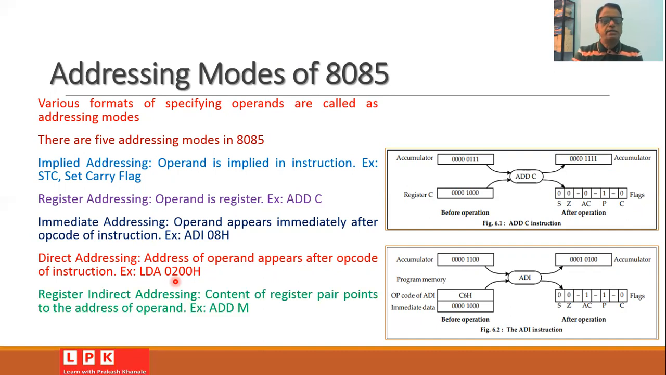There is another addressing, called register indirect addressing, where the content of the register pair points to the address of the operand. For example, when we write the instruction ADD M, then we are asking the microprocessor to refer to the memory location whose address is stored in the HL pair, and then add that content into the accumulator. So this type of addressing is called register indirect addressing.